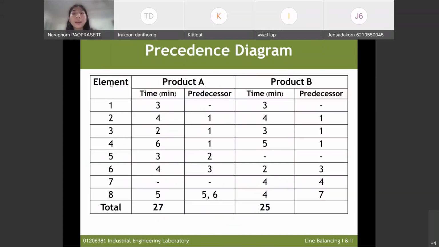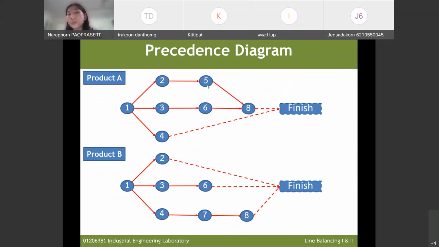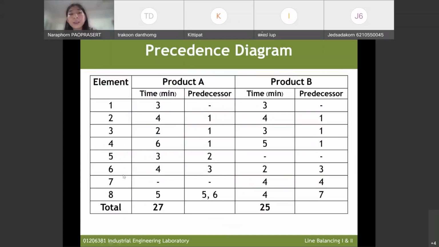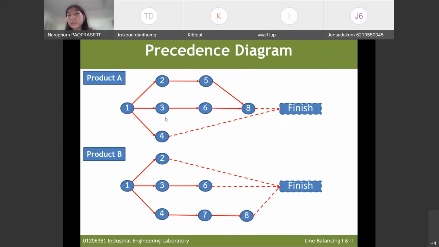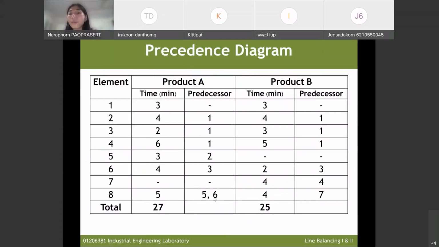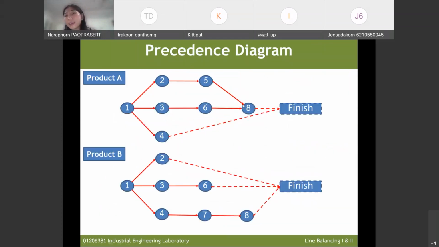And then next, element number 5 has to wait for element number 2. So after 2, you have a 5 here. And same here, element number 6 has to wait until 3 is finished. So 6 is waiting for 3 here. And then finally, 8 is waiting for 5 and 6. So you can go, 8 here, waiting for 5 and 6 to finish. And when you're done for product A, since you have 2 end nodes here, you're just going to add dotted lines and then say you have finished creating your precedence diagram.